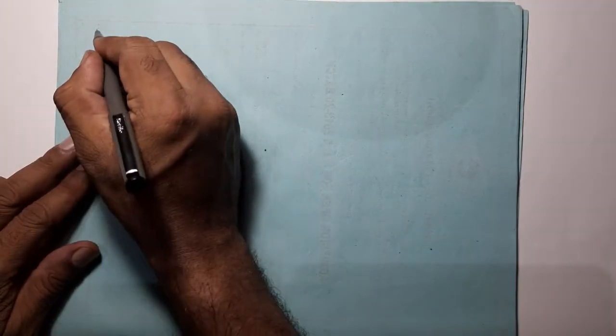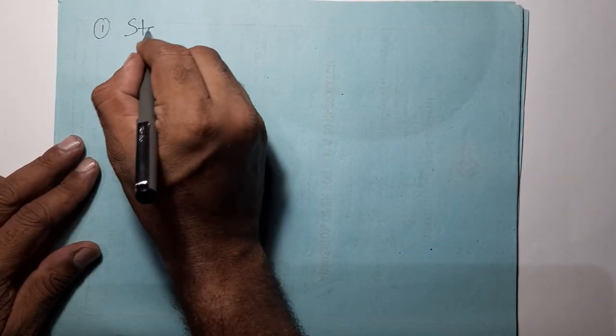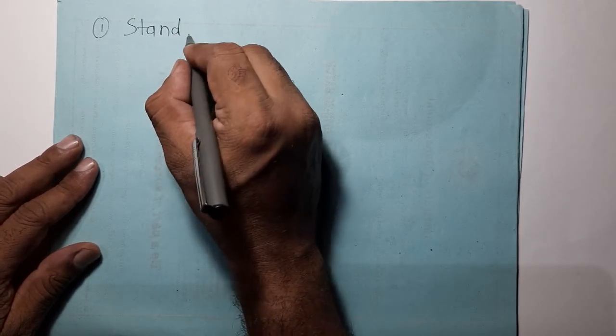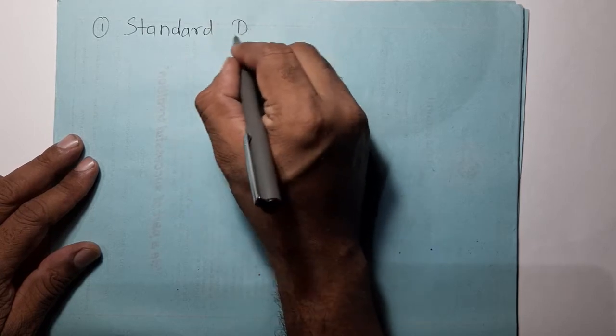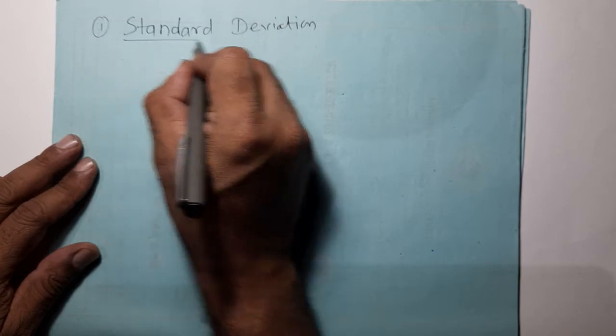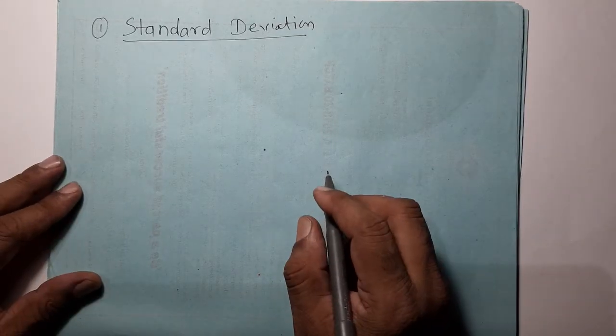Now we'll see measures of deviation, measures of dispersion. First measure is called the standard deviation. There are different measures: mean deviation, standard deviation, etc.